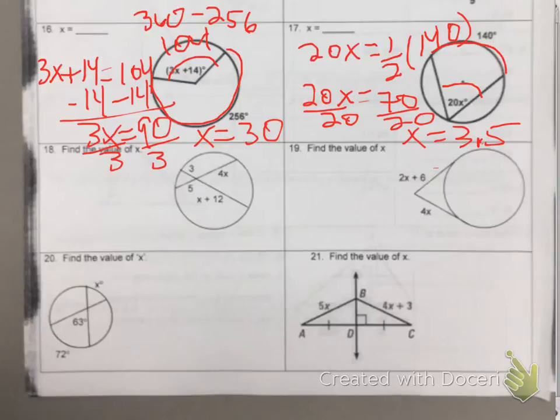Next one, I would probably use that formula chart that I've given you in the past. You should be able to recognize, but your job is to multiply all these numbers that are along the same segment together. So I'm going to go 3 times x plus 12 equals, and I'm going to do the other one. So I'll go 5 times 4x.